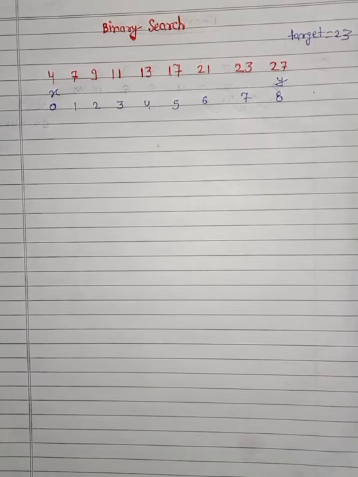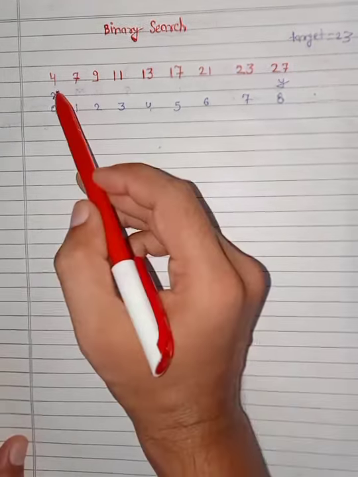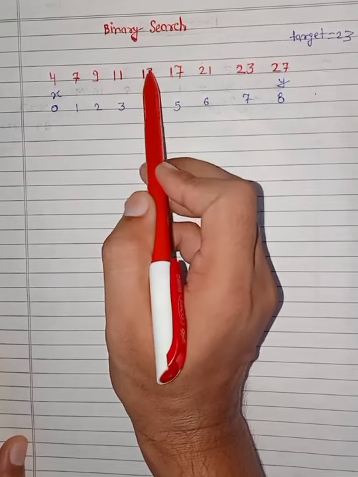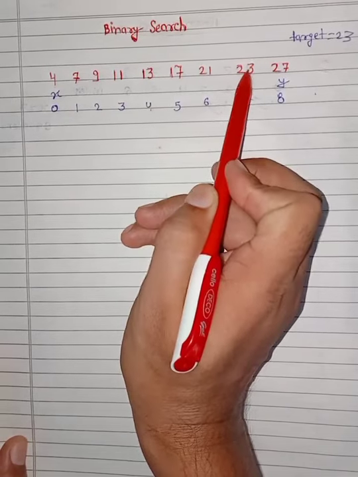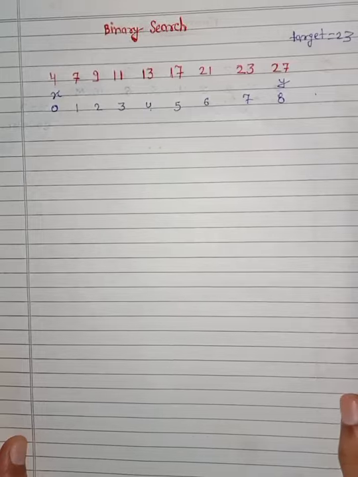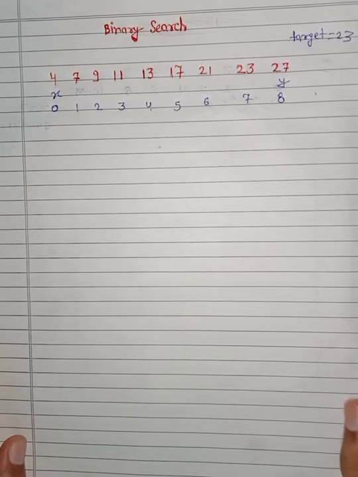Hello, in this video we'll discuss the binary search algorithm. We'll see how we can search for any element from a given set of elements. So here we have some elements like 4, 7, 9, 11, 13, 17, 21, 23 and 27. And we can see all these elements are already sorted.